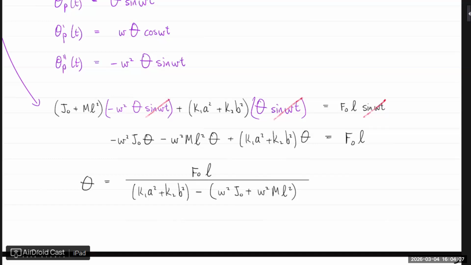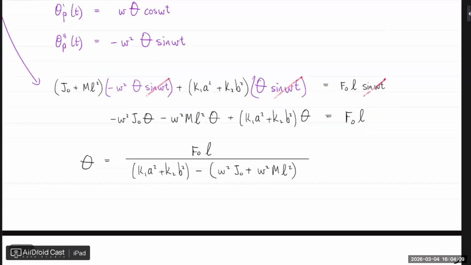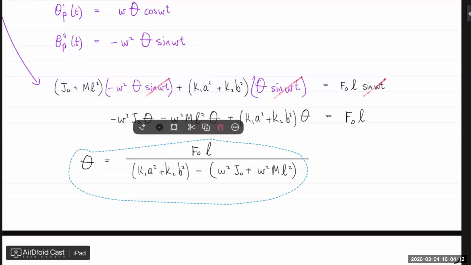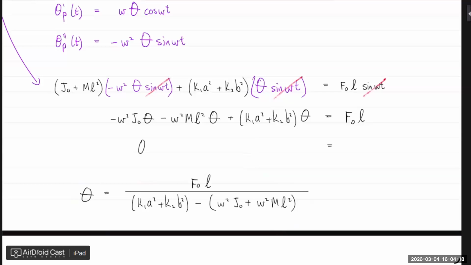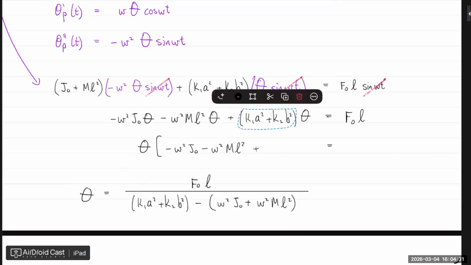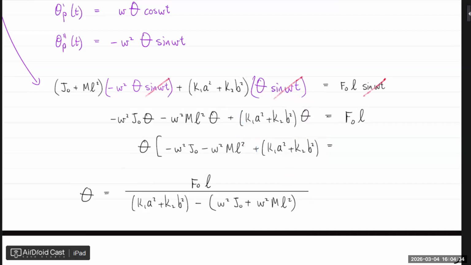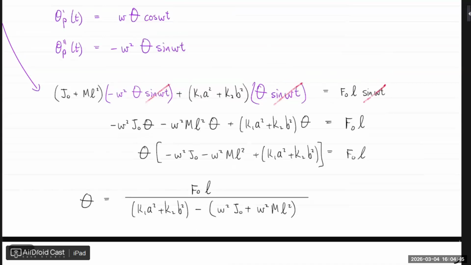So all I've done was just factorize. Let me perhaps just show what I've done in the previous step. The previous step was just factorizing that theta out. Then you're left with negative omega squared JO minus omega squared ML squared plus that part. And then after that, I've just divided with that whole bracket. Everybody sees. And then just a bit of manipulation to get it in a better way.